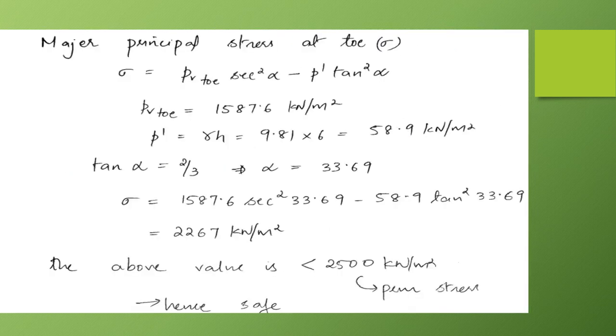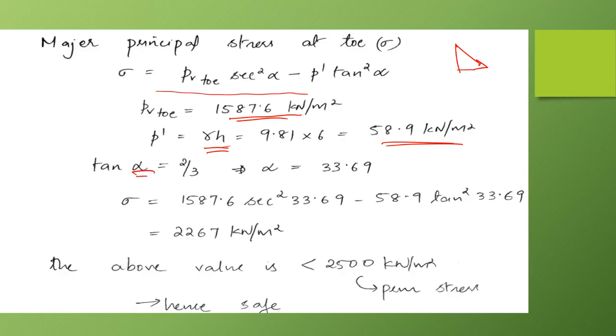Now after this we need to find out the major principal stress at toe, and for that we have the equation sigma is equal to PV, that is the direct stress at toe, multiplied by sec square alpha, minus P dash, that is the tail water pressure, multiplied by tan square alpha. Okay, now for that we have PV toe, we just found it in the previous slide, that is 1587.6 kilonewton per meter square, and P dash is the tail water pressure, that is the pressure due to this hydrostatic pressure diagram, that is gamma into small h, that is 9.81 into 6, we'll be getting it as 58.9 kilonewton per meter square.